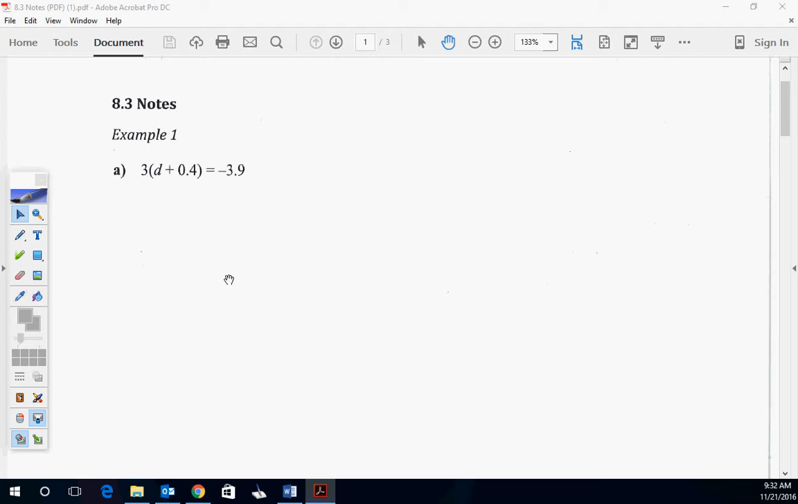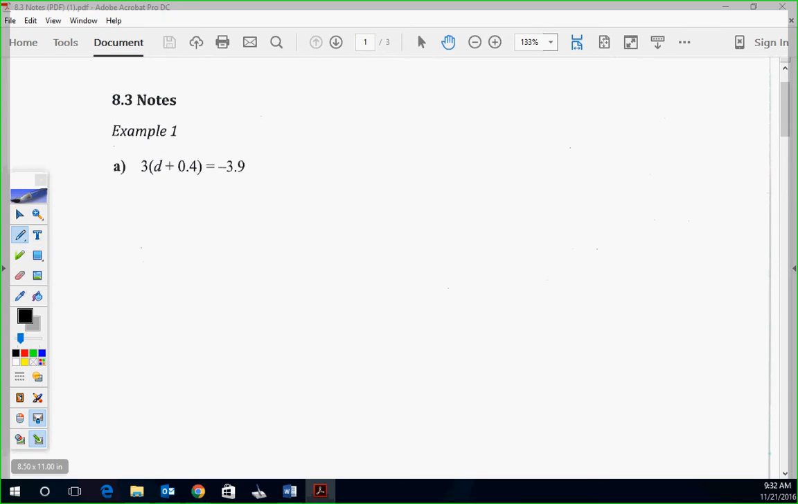This one, everybody's okay with usually. This is just you distribute and solve. So the first step here is that you're going to hit both with 3. 3 times d, 3 times 0.4, and then you're going to solve. So 3d plus 1.2 equals negative 3.9 is where you're at. Now we're just to our normal 2-step equation.